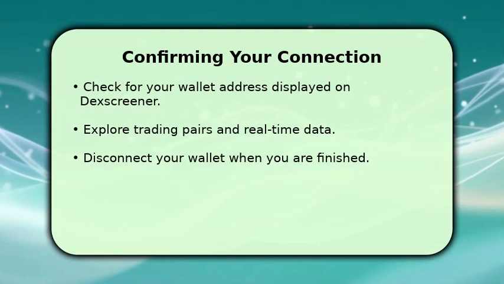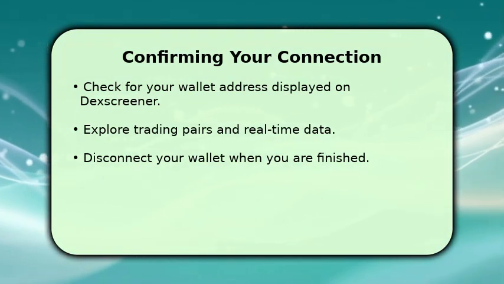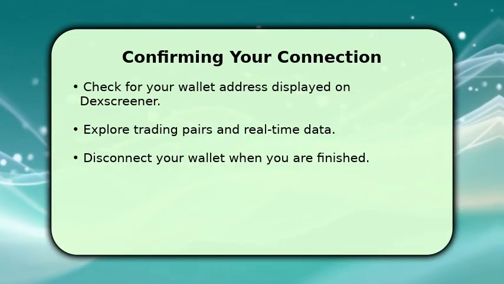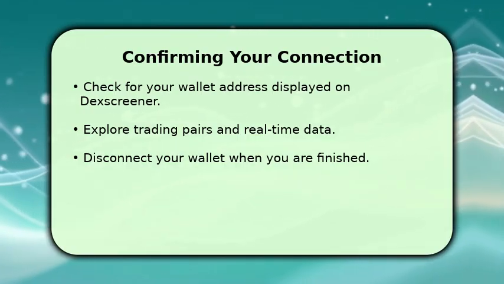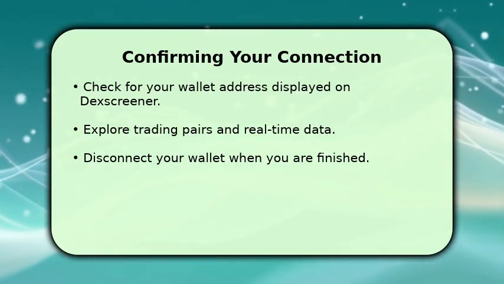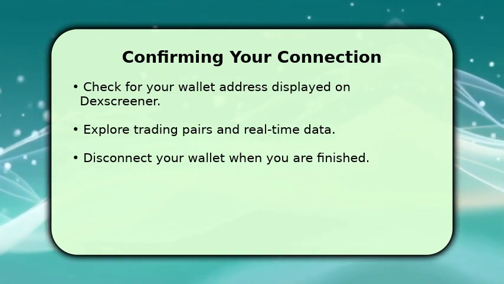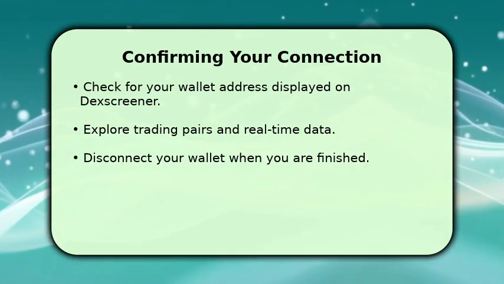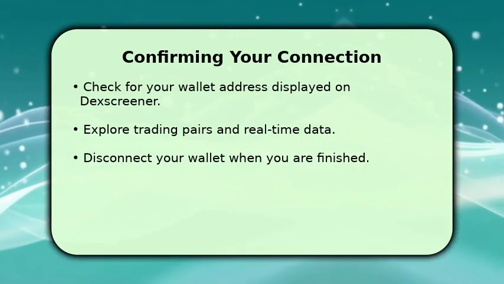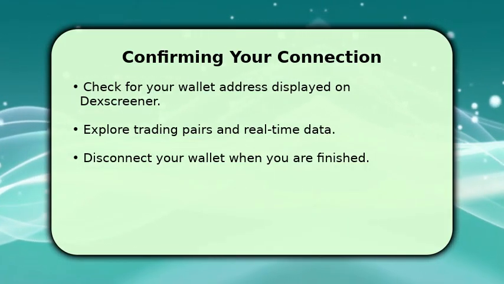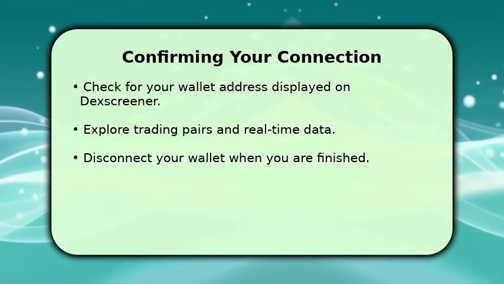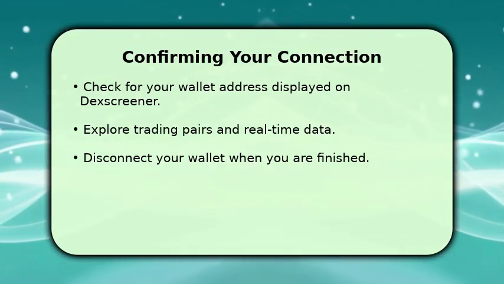Once approved, your MetaMask wallet address should now be visible on the Dexscreener interface, typically where the Connect Wallet button used to be. You can now explore various trading pairs, view real-time charts, and access other data provided by Dexscreener. Remember to disconnect your wallet when you are done to maintain good security practices. This is usually done by clicking your wallet address.